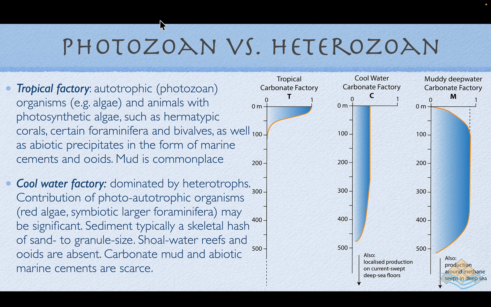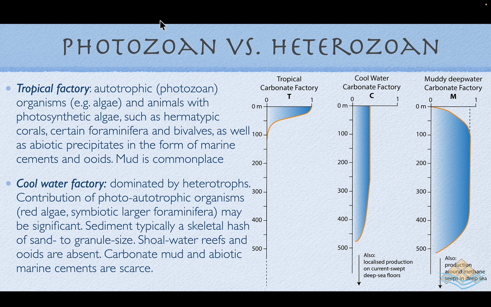Within the modern, we see foraminifera polypod bivalve associations. At the same time, we see abiotic precipitates in the form of marine cements and ooids that vary with position and climate across the modern reefs of the world. Because it's a sheltered association, typically a framework association, mud-sized components can be quite common.